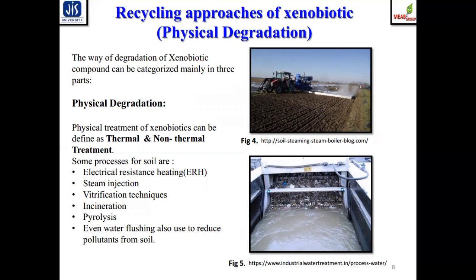So first is the physical degradation. The way of degradation of xenobiotic compounds can be categorized mainly in three parts. As I told, the first one is the physical degradation. Physical treatment of xenobiotics can be defined as thermal or non-thermal treatment. Some processes for soil include electric resistance heating, ERH, steam injection, vitrification techniques, incineration, pyrolysis, and even water flushing, also used to reduce pollutants, especially xenobiotic pollutants, from the soil. So these are mostly the physical degradation approaches.